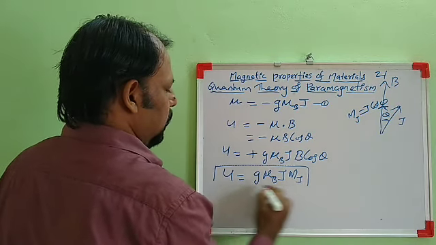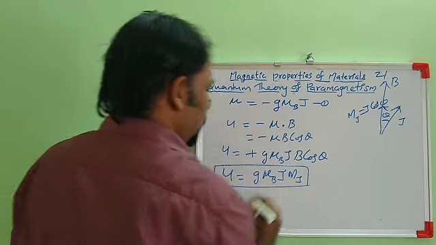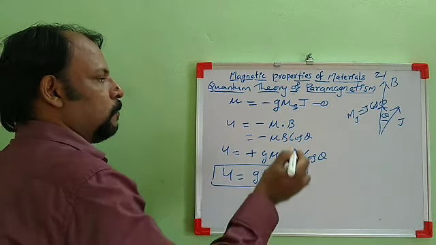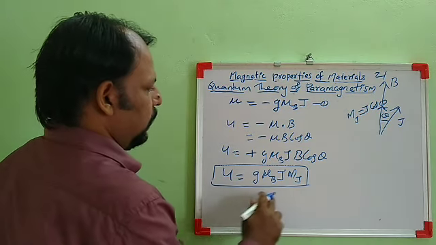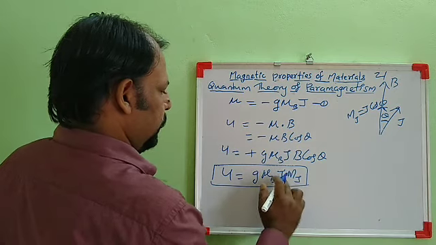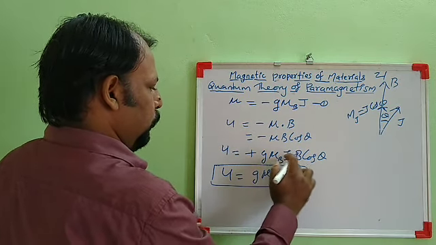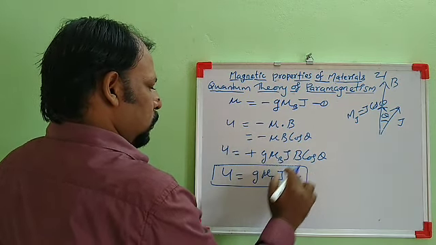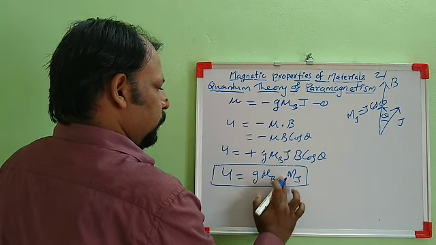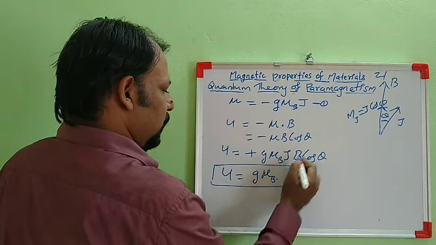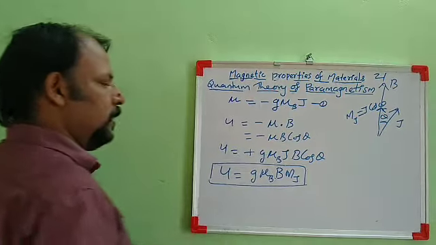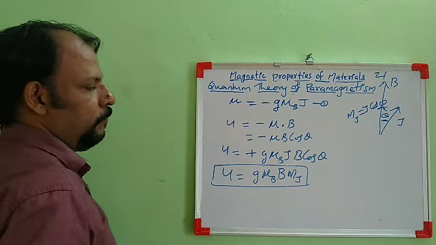So this is the energy of a dipole which is placed in an external magnetic field. There is one B. It is G mu B, not J. It is actually J cos theta, which is Mj, then into B. So U equal to G mu B B Mj.